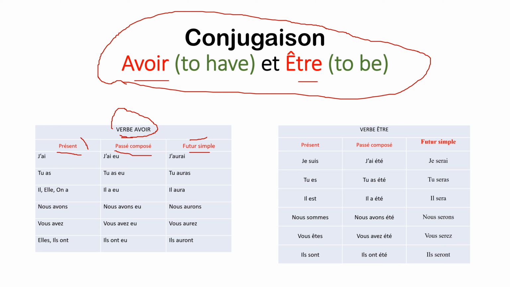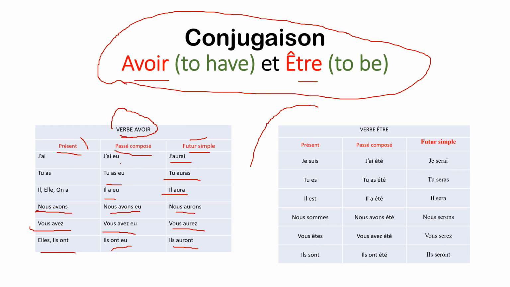J'ai, for the present tense, j'ai, tu as, il, elle, ou on a. So, il a, elle a, on a. Nous avons, vous avez, ils ont, elles ont. Pour le passé composé, for the past tense, j'ai eu, tu as eu, il a eu, nous avons eu, vous avez eu, ils ont eu. J'aurai, pour le futur simple, tu auras, il aura, elle aura, nous aurons, vous aurez, ils auront.